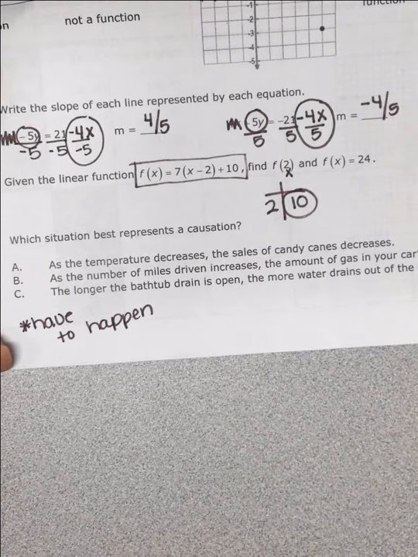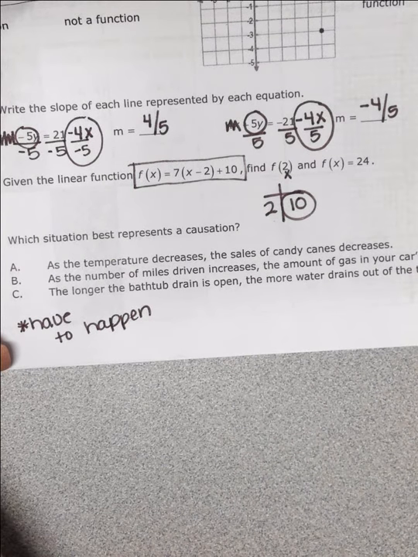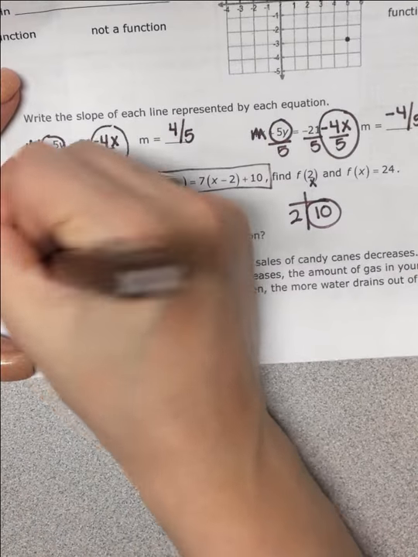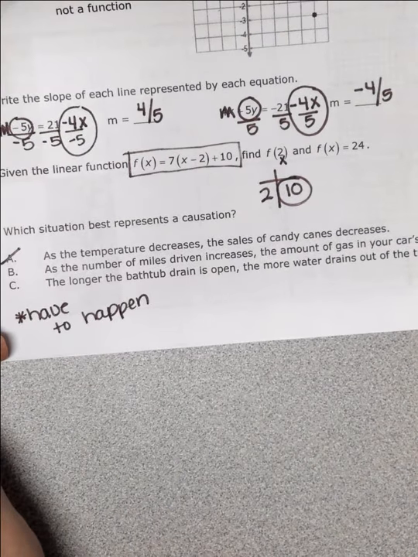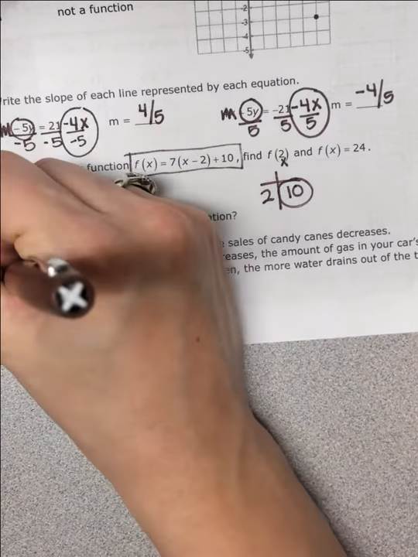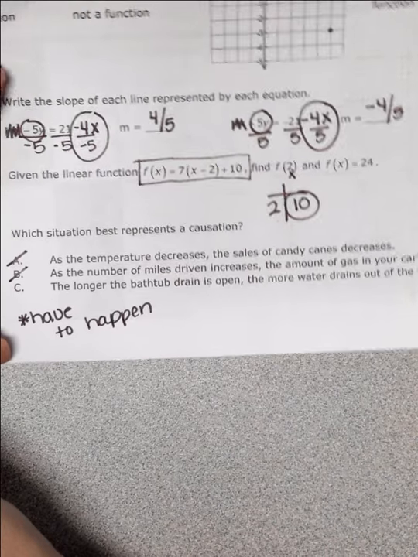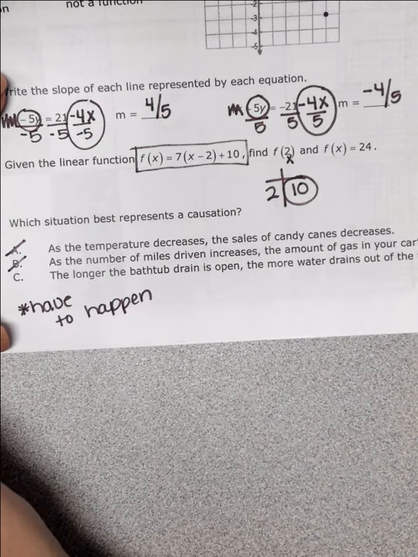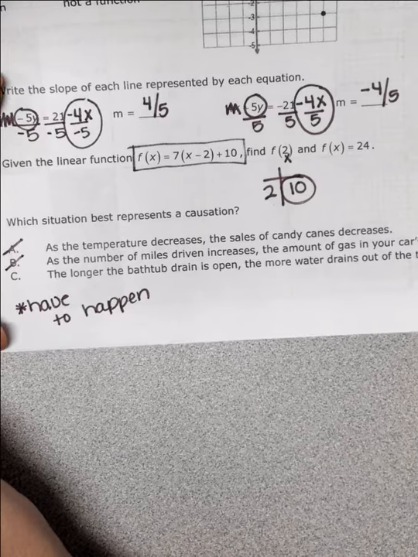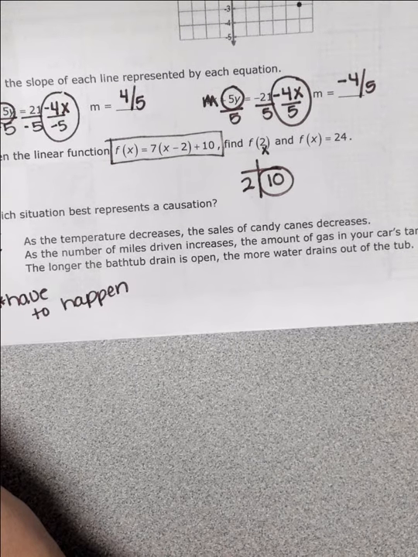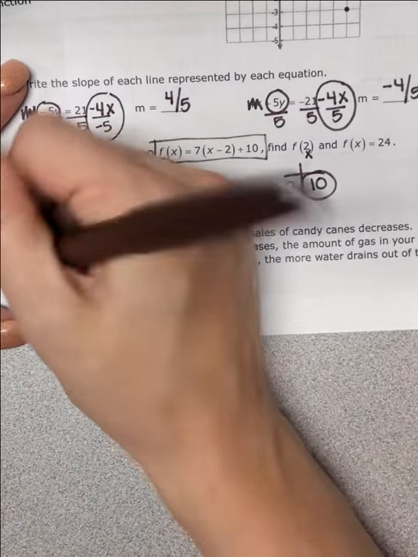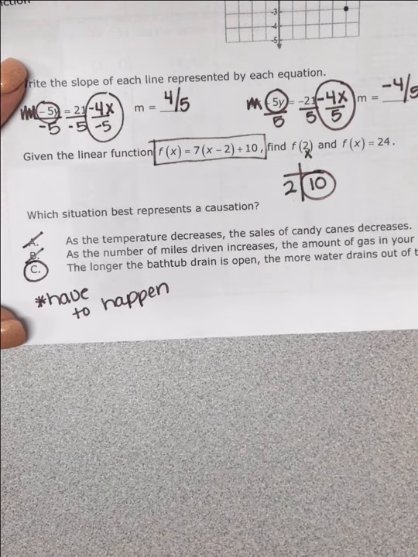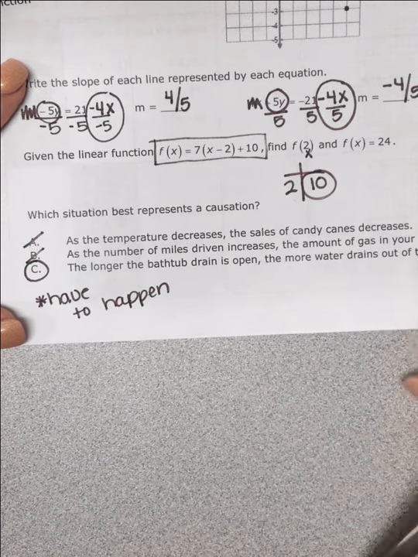As the temperature decreases, do the sales of candy canes have to decrease? No, that's silly. As the number of miles driven increases, does the amount of gas in your car's tank have to increase? No, I wish I had that magic car. If you know where to get one, let me know. The longer the bathtub drain is open, the more water has to drain out of the tub. Yeah, that's just what happens. It has to happen. If you leave the drain open, more water is going to drain out.